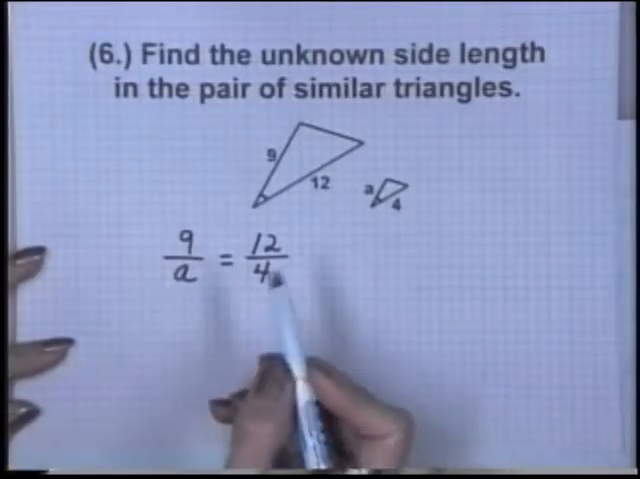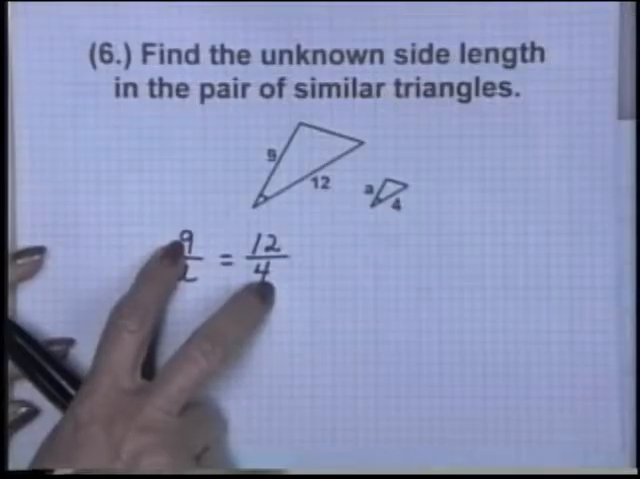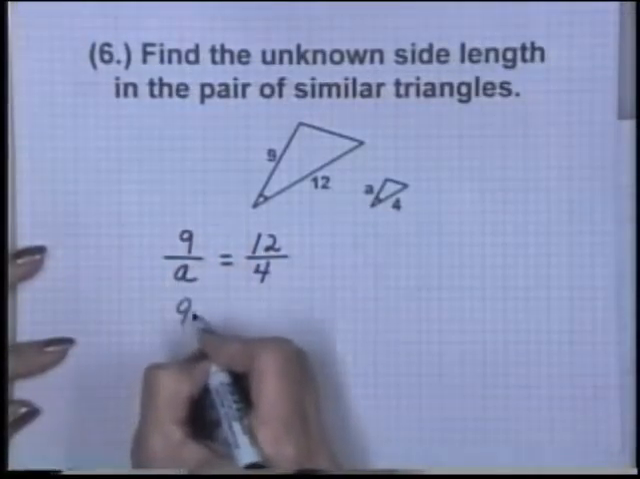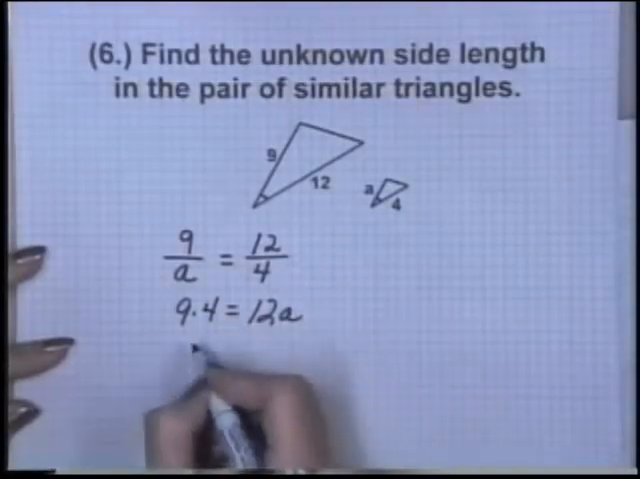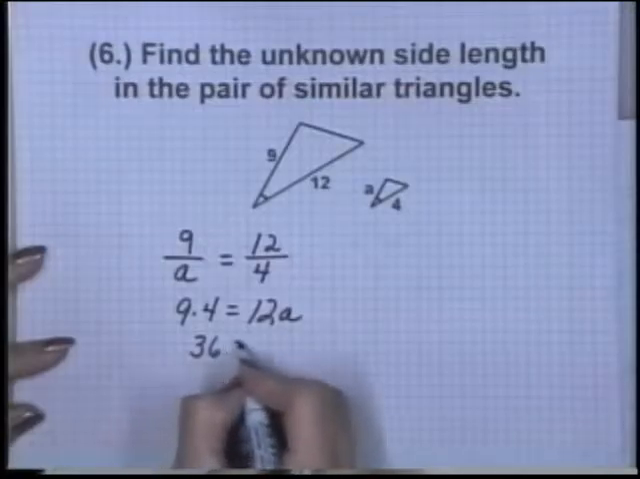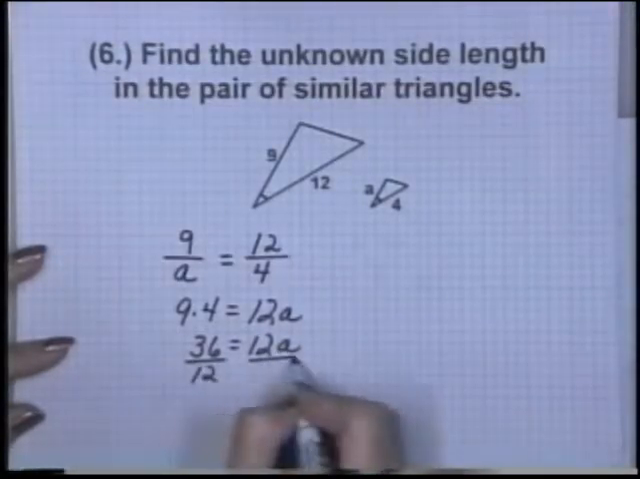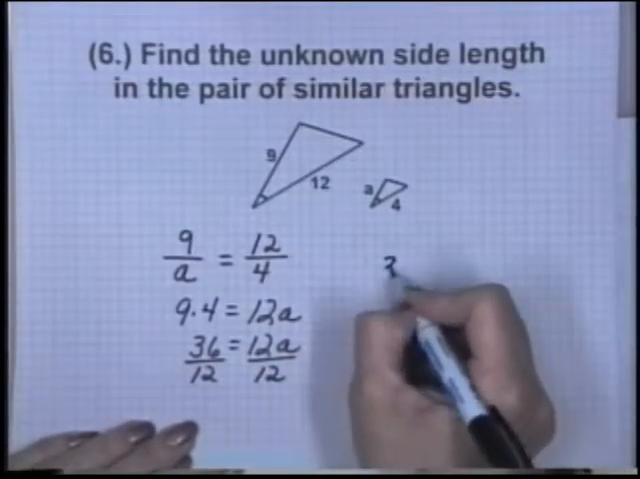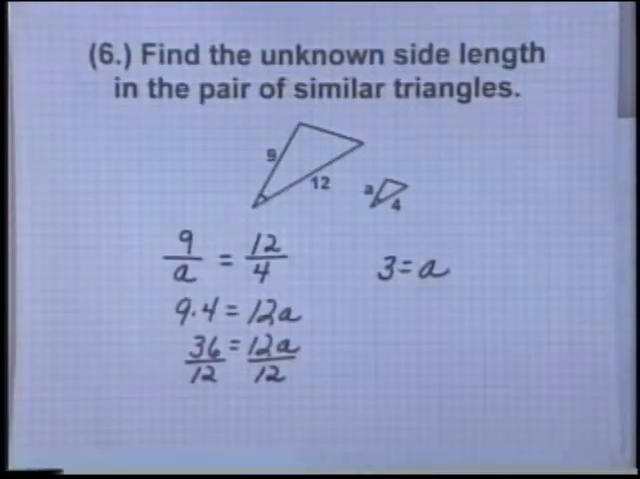We know for a proportion that the product of the extremes equals the product of the means. So we can say 9 times 4 equals A times 12. So we'll get 36 equals 12A, and we'll divide both sides by 12. 36 divided by 12 gives us 3, and so we get that the length of side A is 3 units.